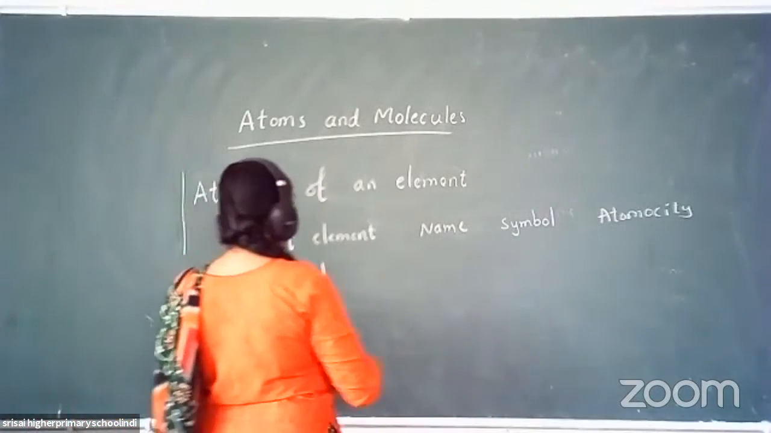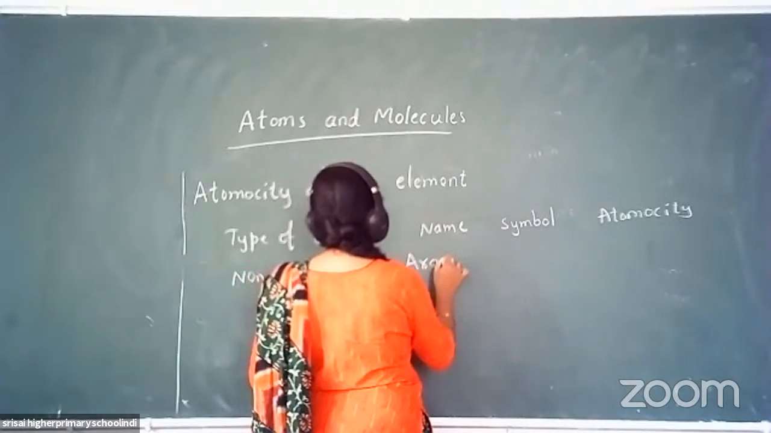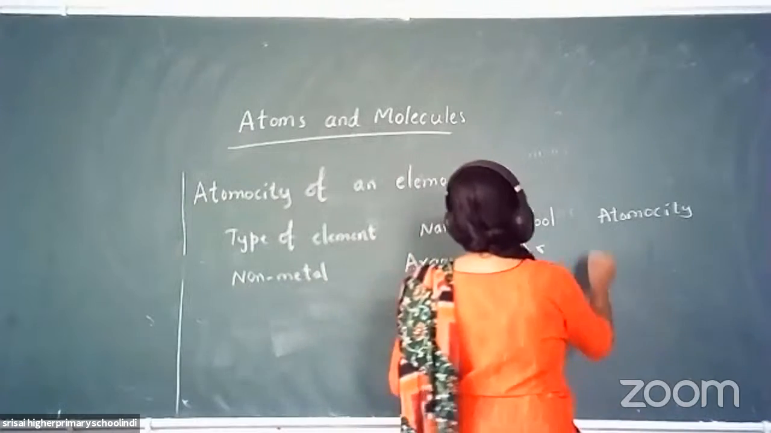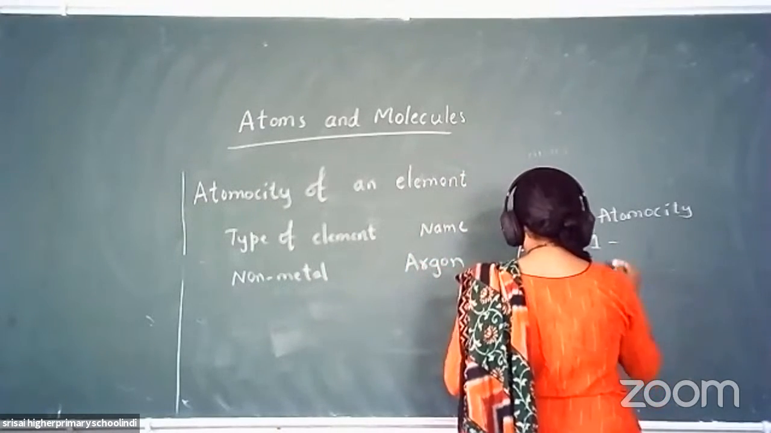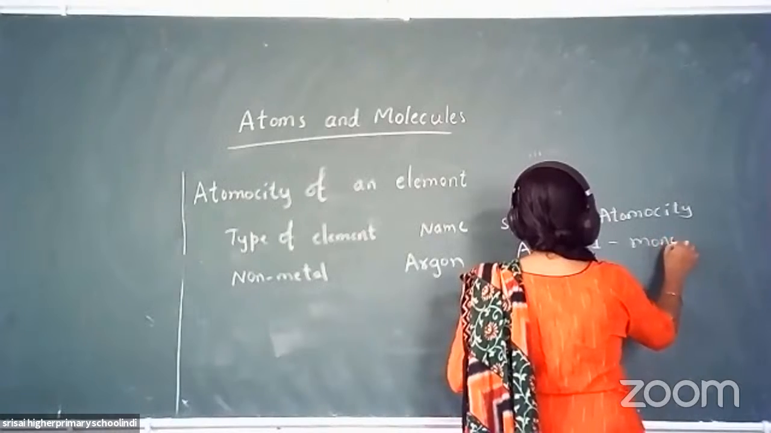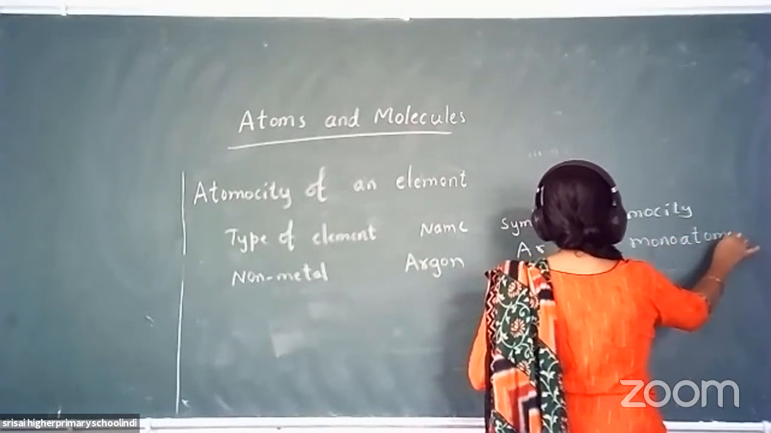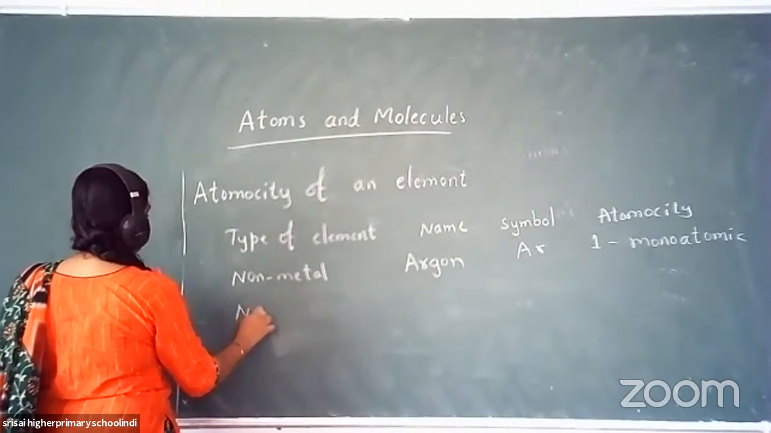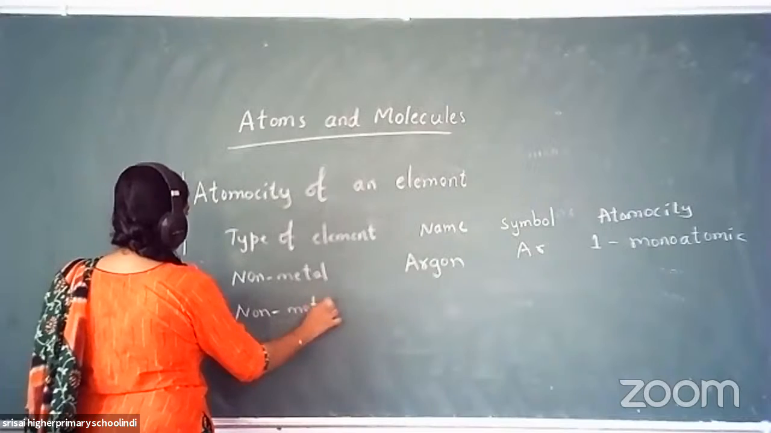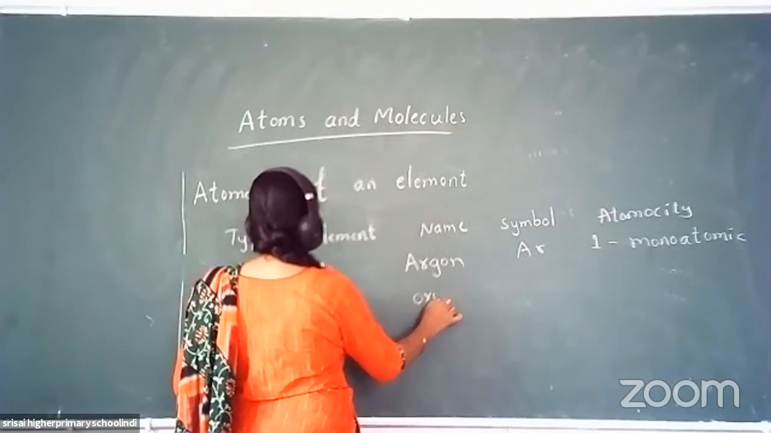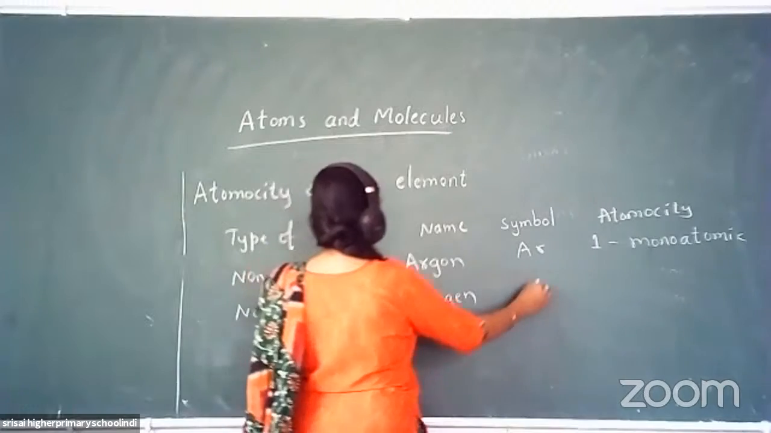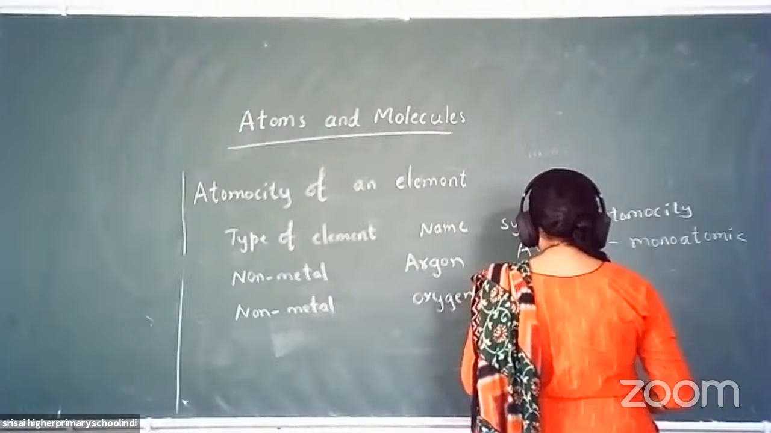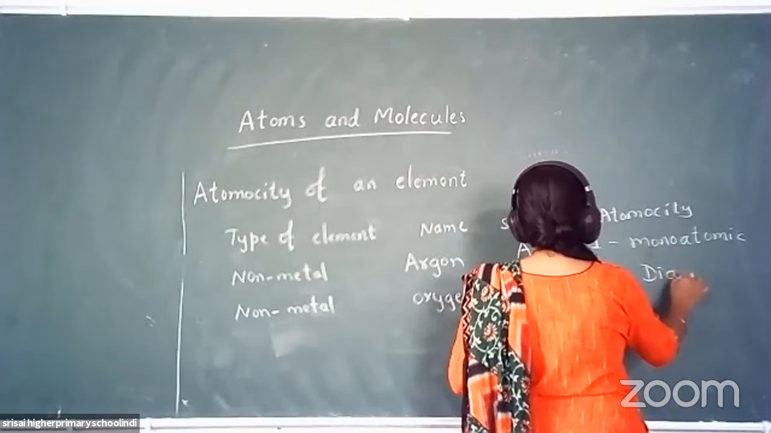So you know that the name is argon, the symbol is Ar. How many atoms can you find here? Only one atom, so we can write it is monoatomic. The next one is oxygen, non-metal. Symbol is O2. Here, 2 atoms are there. We call it diatomic.